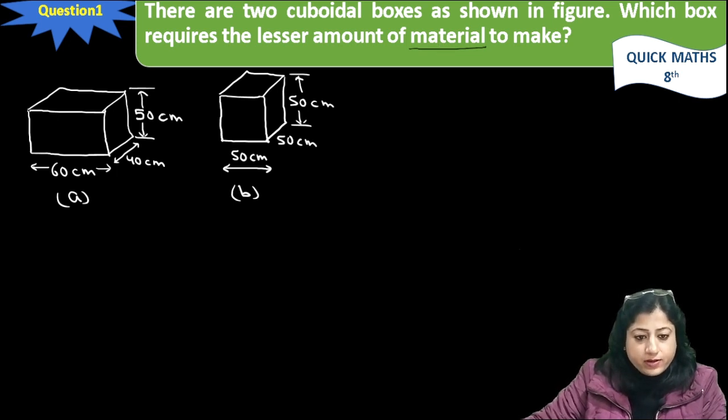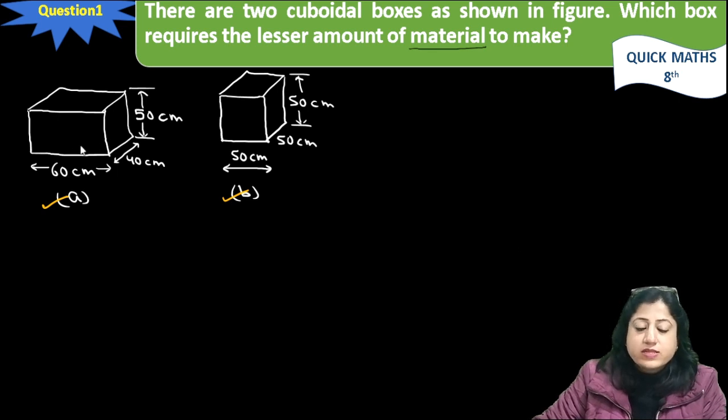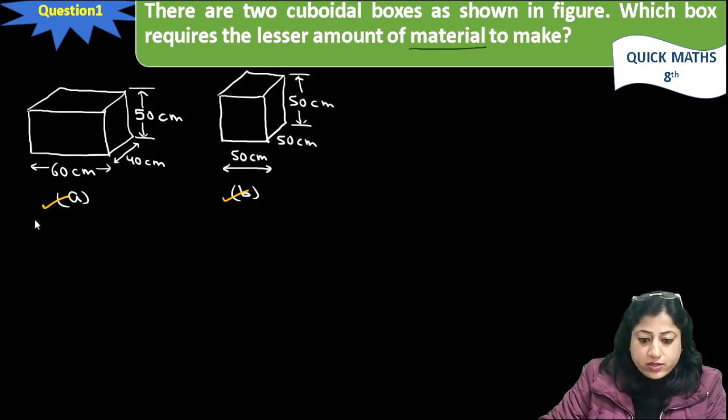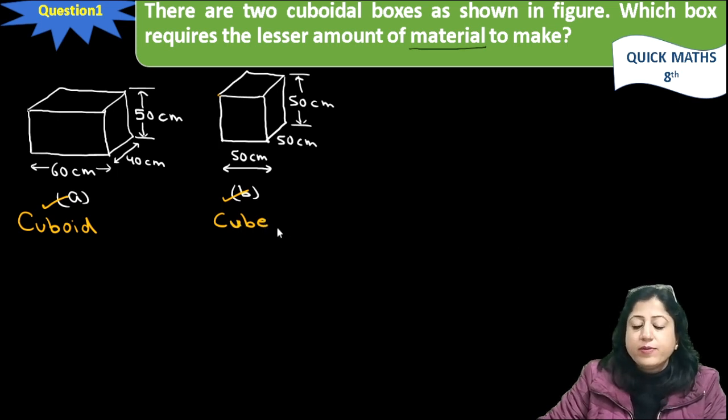Let's choose the pen, yellow color. Now, we have two different shapes, two cuboidal boxes. The first is a cuboid and the second is a cube. The main face of the first is a rectangle and of the second is a square. So this is a complete cuboid and this is a cube. A cube is also a shape of cuboid. When all the lengths are equal, it becomes a cube.